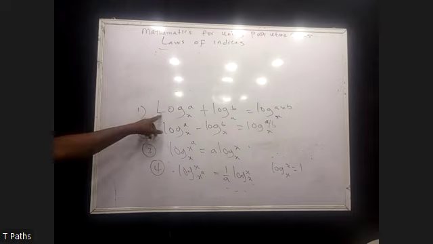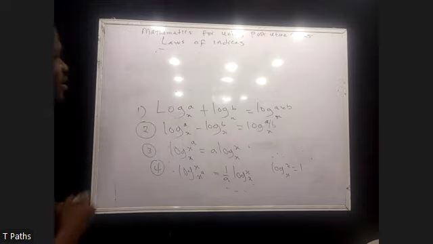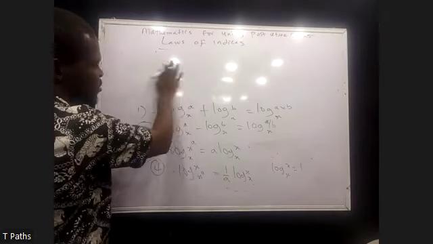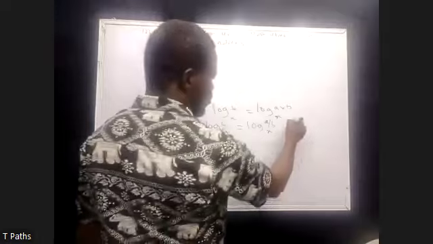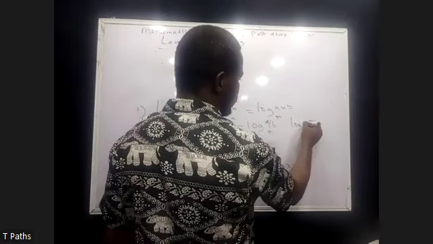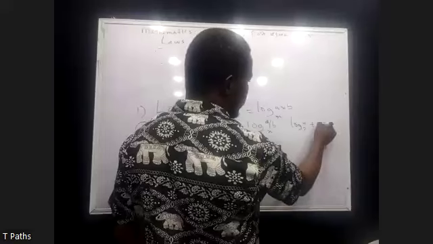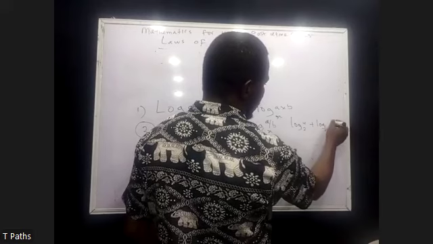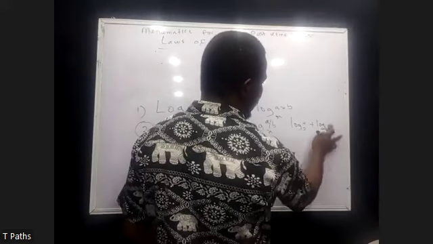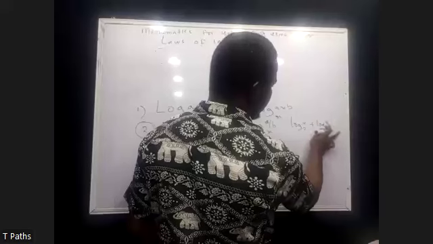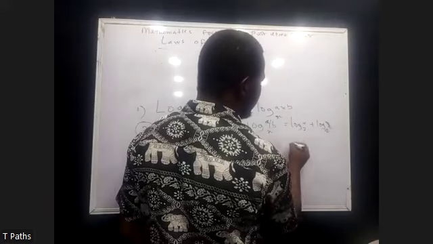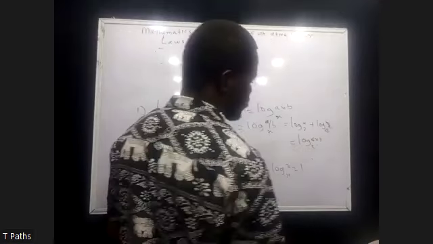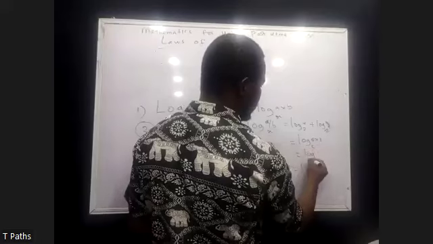Now, this is log what? So if I have, for example, something like log 2 4 plus log 2 3, I can write this as a single log: log 2 of 4 and 3.